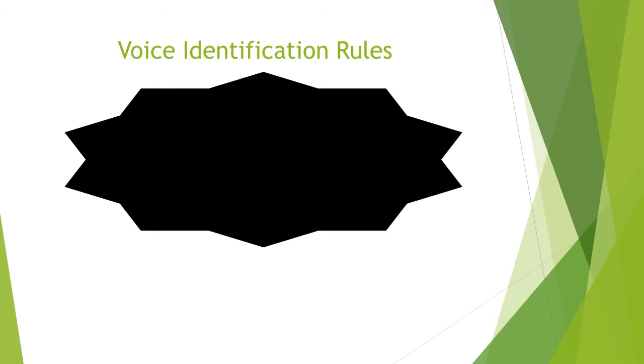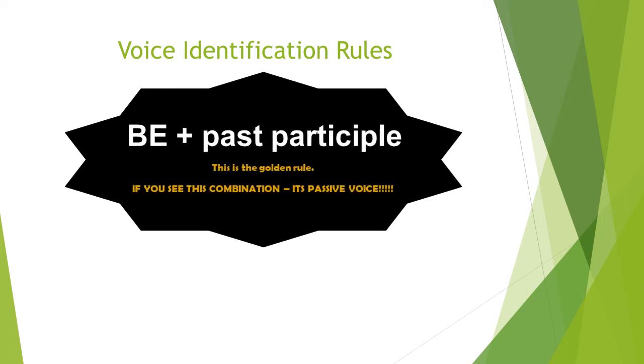Voice identification rules. These are rules to not just identify the voice, but rules that can also be used to change the voice. Be plus past participle. If you see this combination, it means that the sentence is in passive voice. But this rule also has an in-between-the-lines meaning. The rule also means that if you want to change a sentence to passive voice, the verb must be in the form be plus past participle. Let me break this rule down for you. There are two parts to this rule.